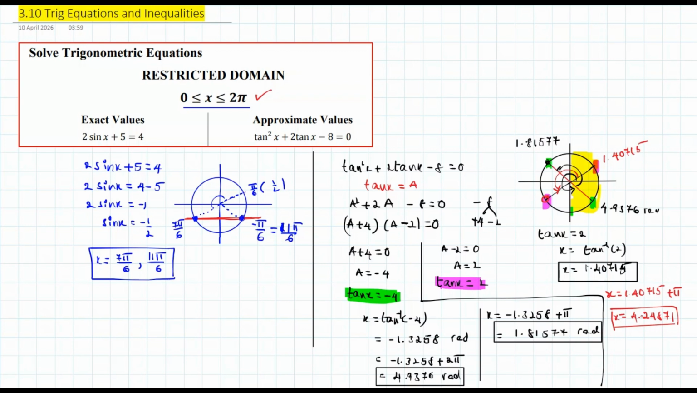Therefore, this equation has four solutions in 0 to 2 pi. One is 1.10715 radians, the second one we have is 1.81577 radians, the third one is 4.24874 radians, and the last one we have is 4.9376 radians.